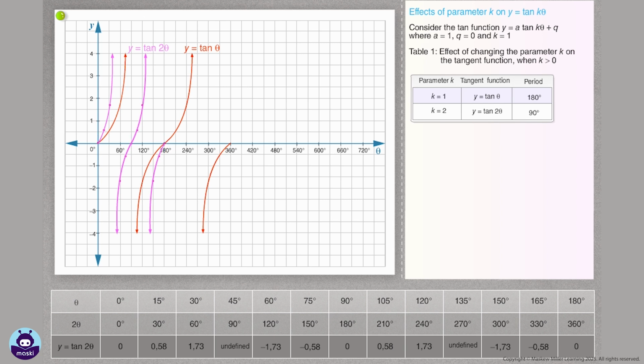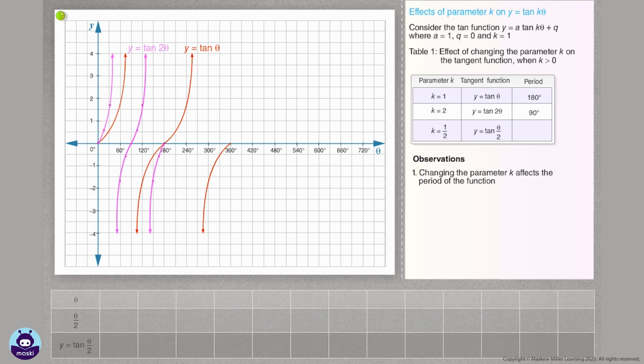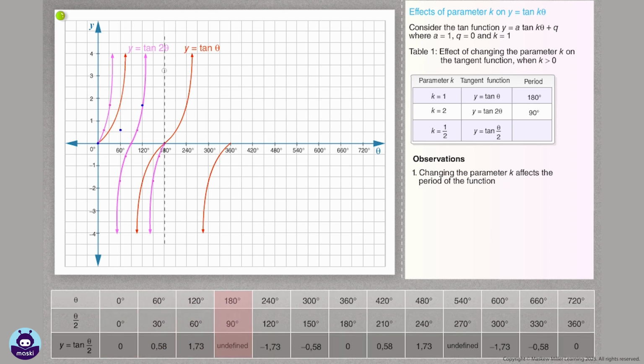Period of the function y equals tan 2 theta is 90 degrees, which is half of the period of the function y equals tan theta. Hence we can say that changing the parameter k affects the period of the function. Now let us consider an example when k is less than 1, say 1 over 2. The function becomes y equals tan theta over 2. We can calculate the y values and plot the graph on the same set of axes.